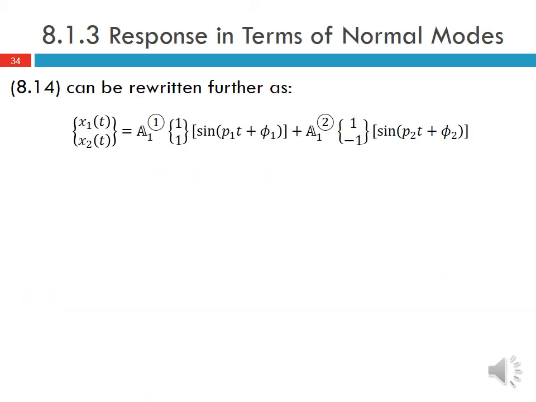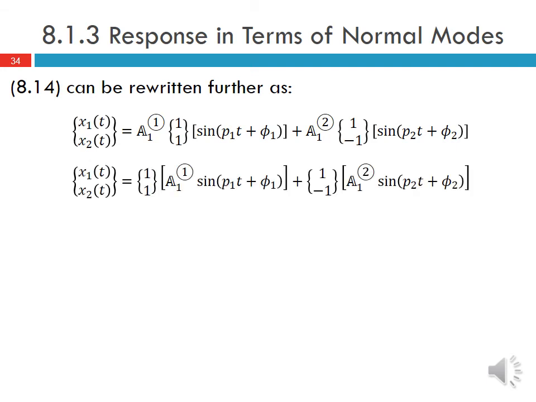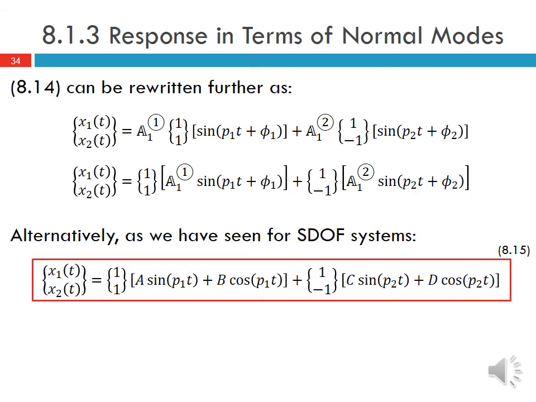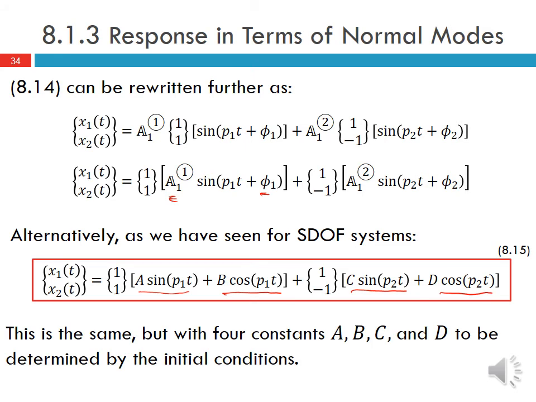We can rewrite this further, as shown here, and as we've seen for single degree of freedom systems, instead of an amplitude and a phase angle, we can write each mode as A sine p1t plus B cosine p1t, and C sine p2t plus D cosine p2t. So this is the same, but with four constants A, B, C, and D, which can be determined by the initial conditions.